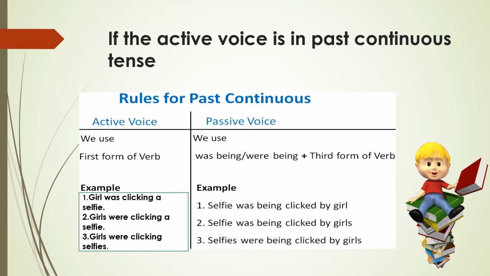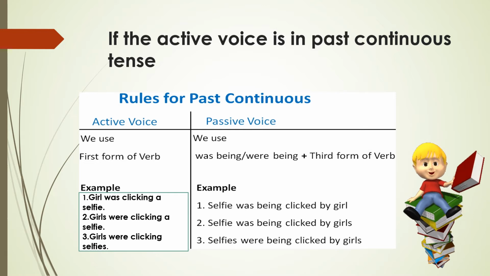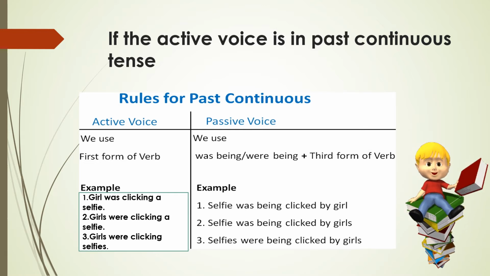Okay, if the active voice is in past continuous tense, then obviously there will be was and were, and there will be the present participle form of verb, that is the ing form of verb, and then it will be followed by the object.